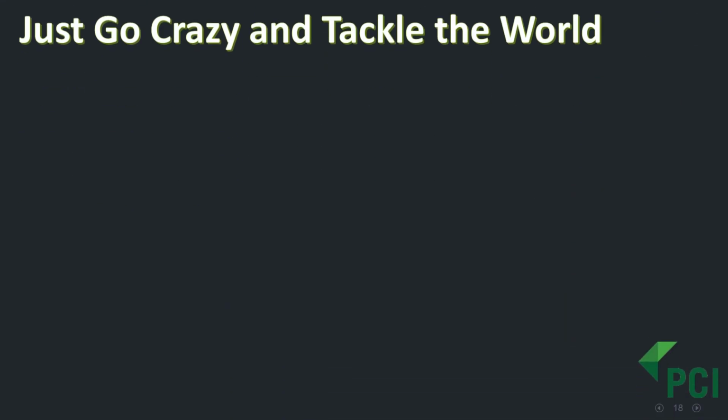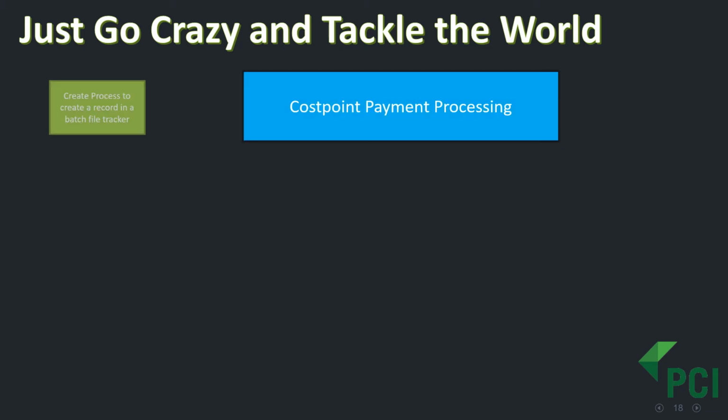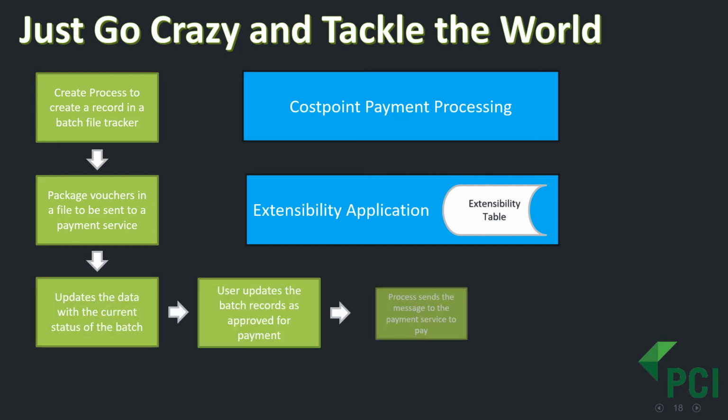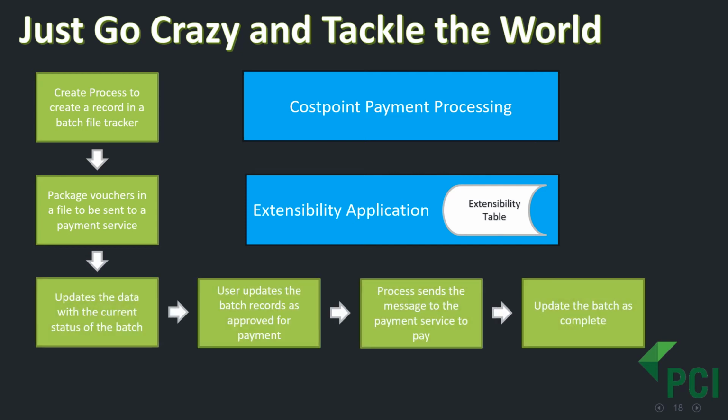Using everything we've seen up to this point, you could just go crazy and tackle the world. An example of this would be payment processing. You might create a situation where you can go out and mark vouchers for payment. And when you click a button, it packages them up and sends them out. It creates a log record of the fact that you packaged them up and sent them out. You use the web interface console to send the data out. Another third party receives your information, starts working with it, and sends a message back updating your batch record saying, hey, we're ready for you.